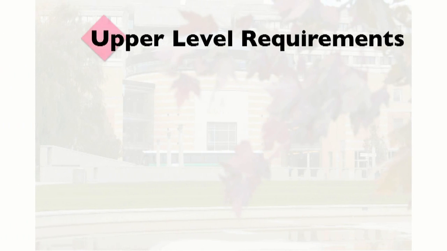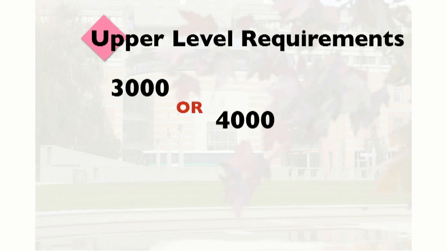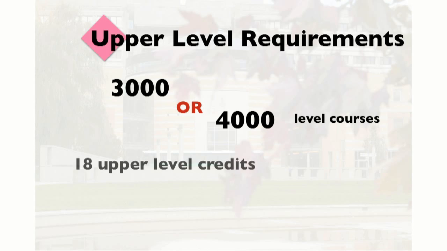As discussed in the previous presentation, upper-level credits are courses that undergraduate students generally take in their final year of studies. As a Psych BSc student, you are required to take 18 upper-level credits at the 3000 or 4000 level, including 12 credits in the major, or in your case, psychology.